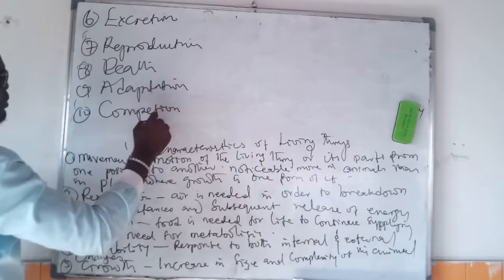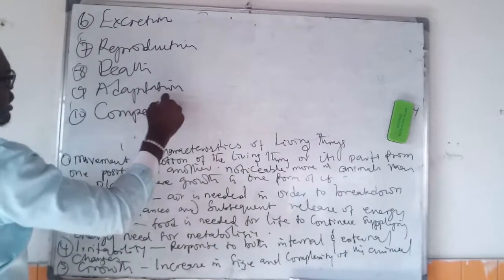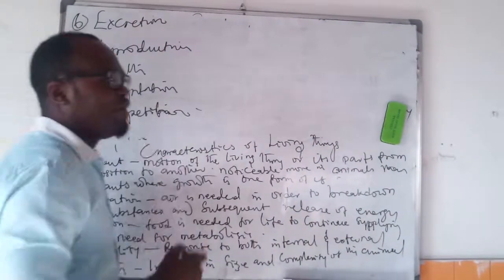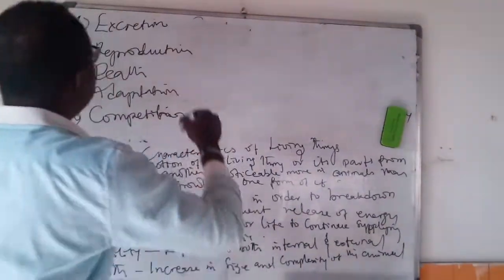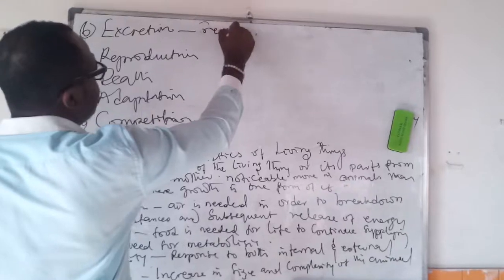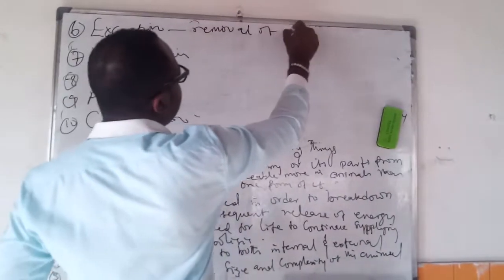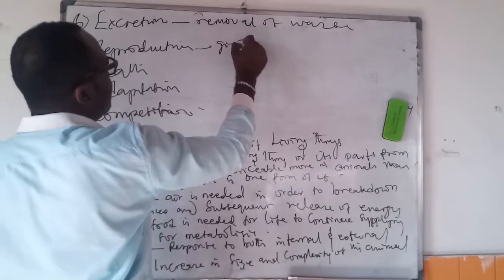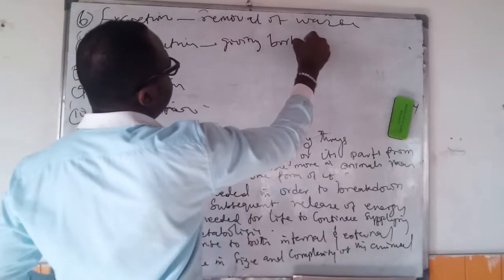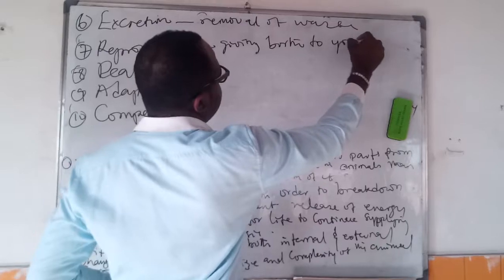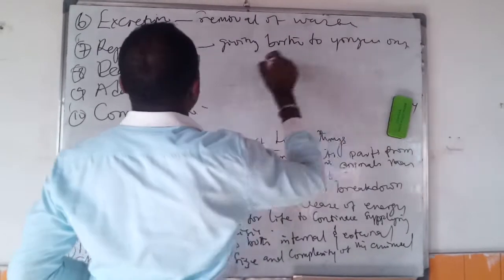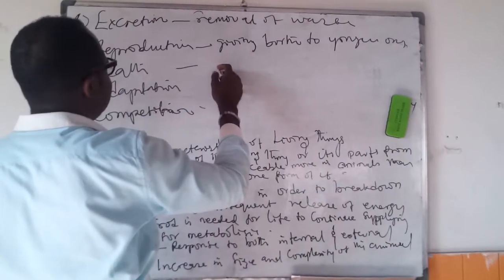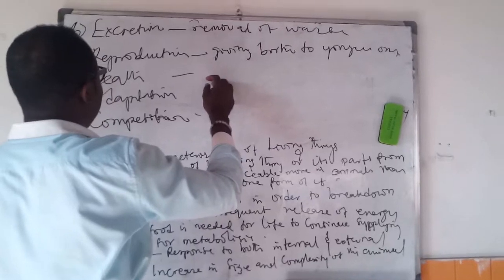You see, these last two are advanced characteristics of living things. So what is excretion? Removal of what? What is reproduction? Giving birth to what? What is death? When the life is lost, probably.